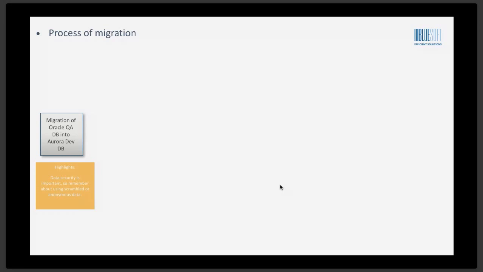What you need to remember, of course, is the highlight given at the bottom of the screen: what we heard from different migration work streams is that they were utilizing data from production. It's good because you know that it's a proper schema and a proper data set, but you need to remember about security. So you need to have scrambled or anonymous data. That's why we used the QA environment just for this first step of migration.